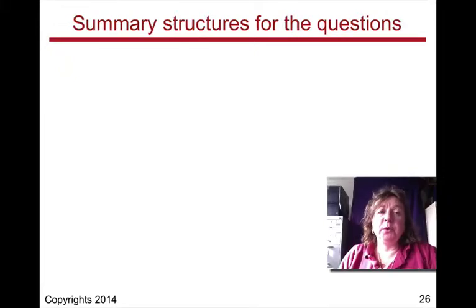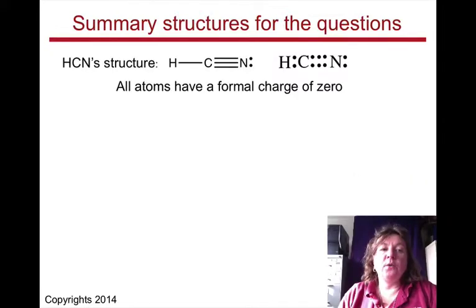Now, I hope you enjoyed doing those problems. What I would like to do is just have a roundup, a discussion of the summary structures for the questions. So for HCN structure, we have the following. This gave the best Lewis structure because all atoms have a formal charge of 0.